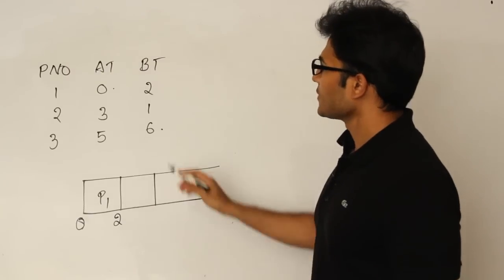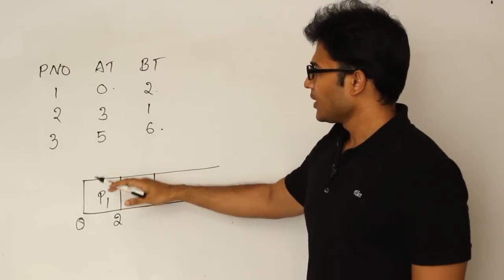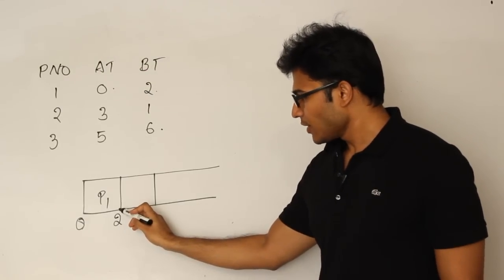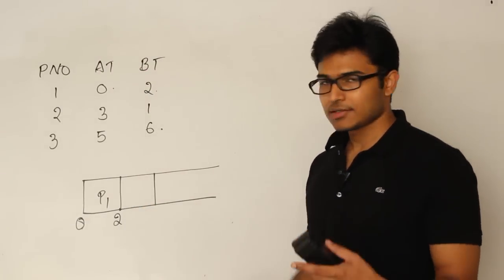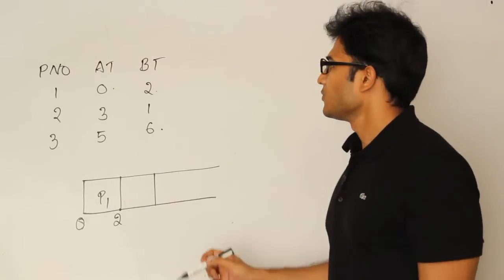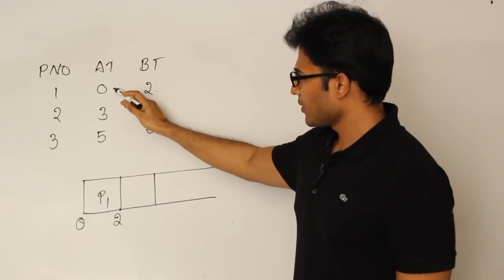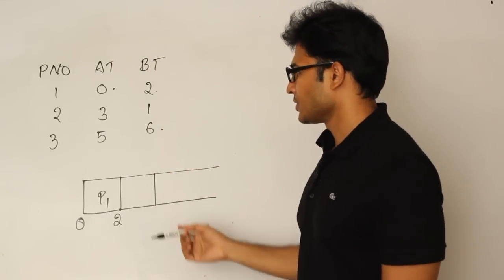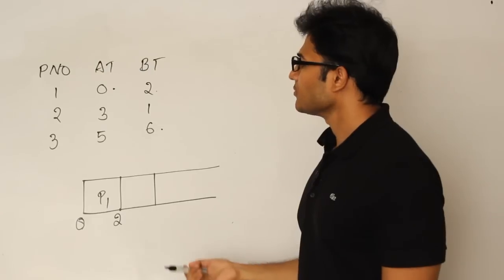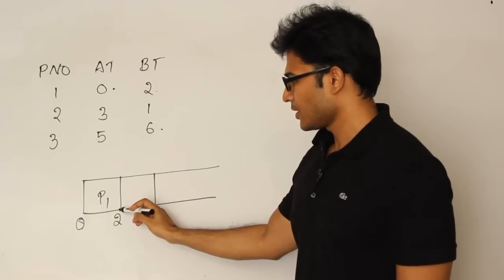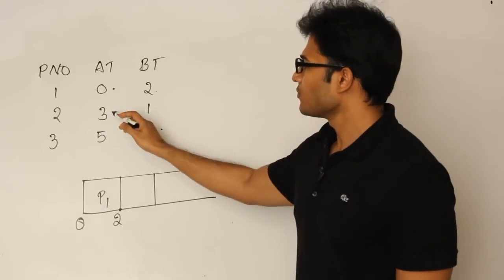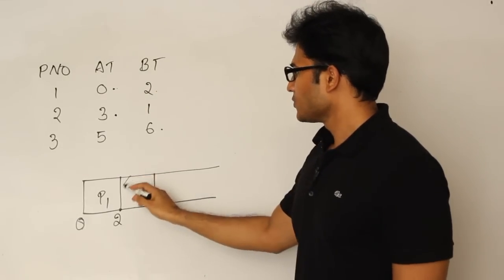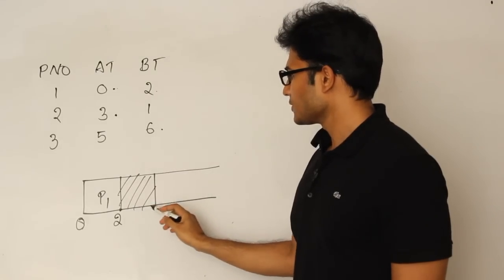And then after 2 units, at this time, you have to check. Now the time is 2, and you have to check what is the next process which has arrived. But if you look at it, the first one arrived at 0, but the second one has not arrived yet, isn't it? So no other process has arrived at time 2, so you have to wait till time 3. That is the next available process. So from 2 to 3 we are simply going to wait.